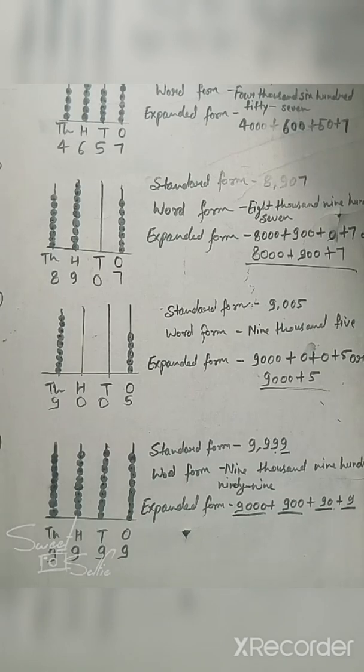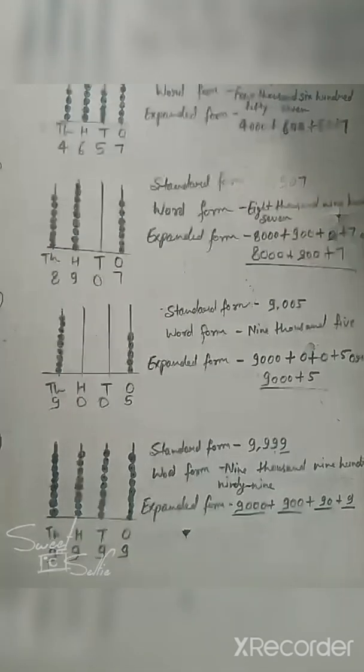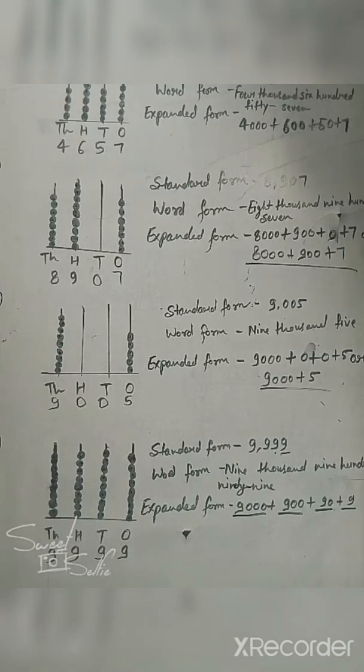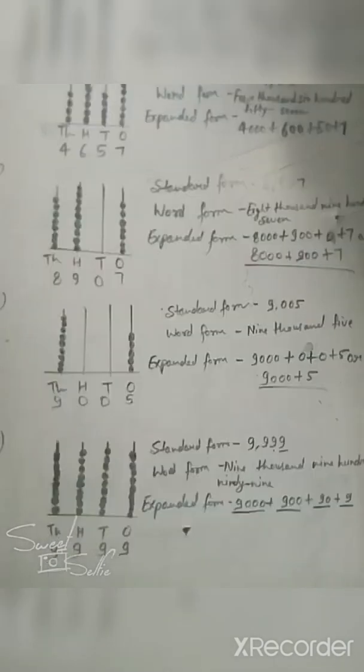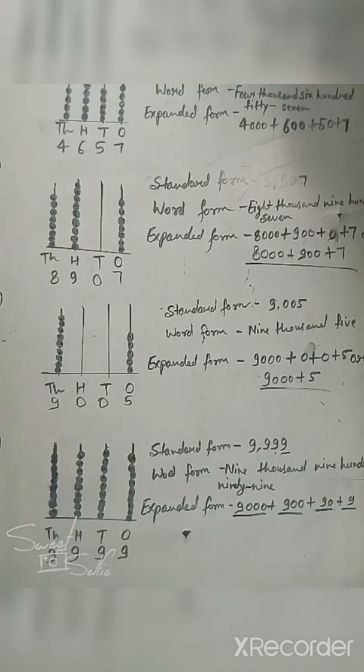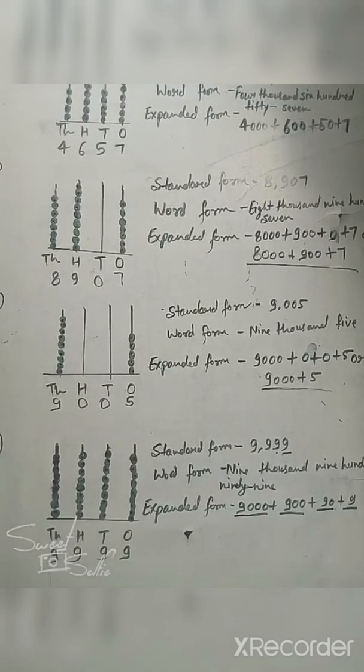Okay, I hope you all have done your work, and you have to match your answers with this solution. Okay, and now I am going to start today's class. Today we will revise forming the largest and smallest 4-digit number with the given digits. Okay, so let's see.